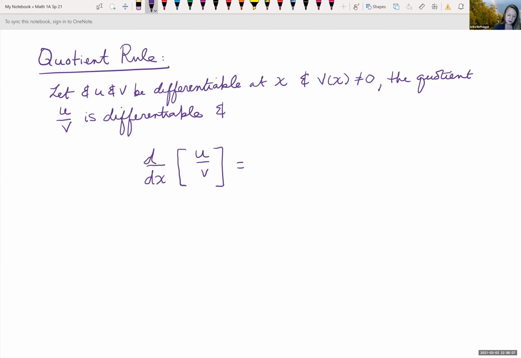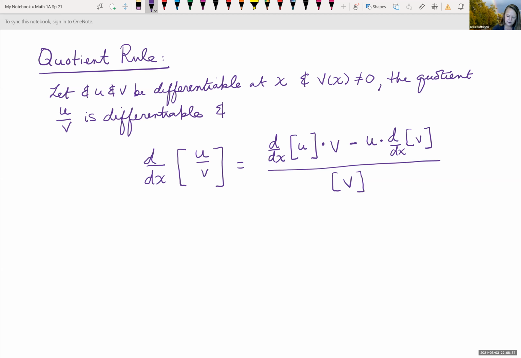So to take the derivative of a quotient, you're taking the derivative d dx of your numerator u times the denominator v, minus the numerator u times the derivative of the denominator d dx v, all over the denominator v squared.